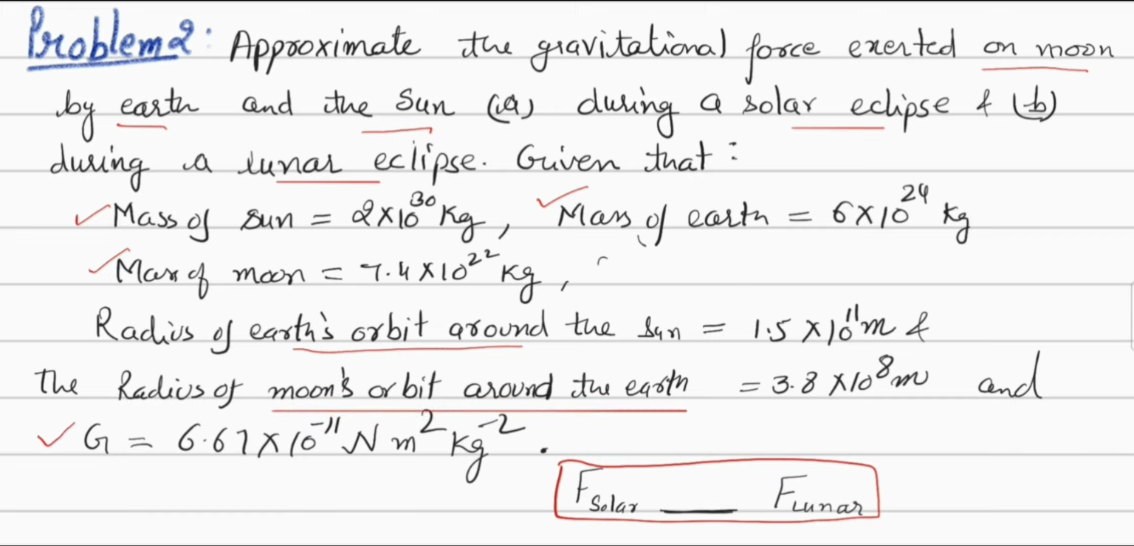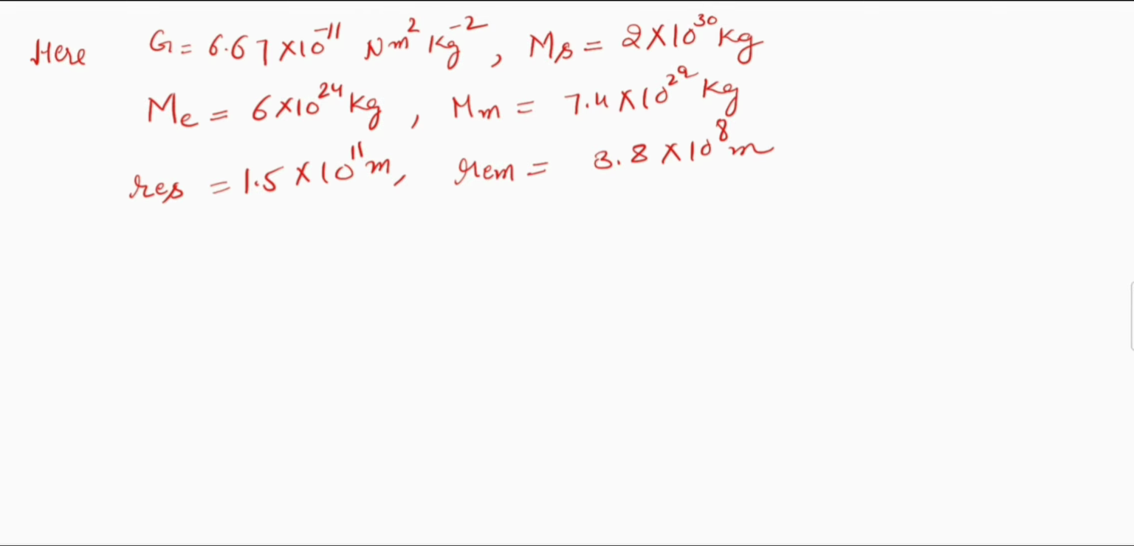And here we have to find whether the force on the moon during the solar eclipse is greater or less than or equal to the force on the moon during the lunar eclipse. So let's do this question. In this question, all these things are given: the G, mass of the earth, mass of the moon, mass of the sun, the radius of the earth's orbit around the sun, and the radius of the moon's orbit around the earth.